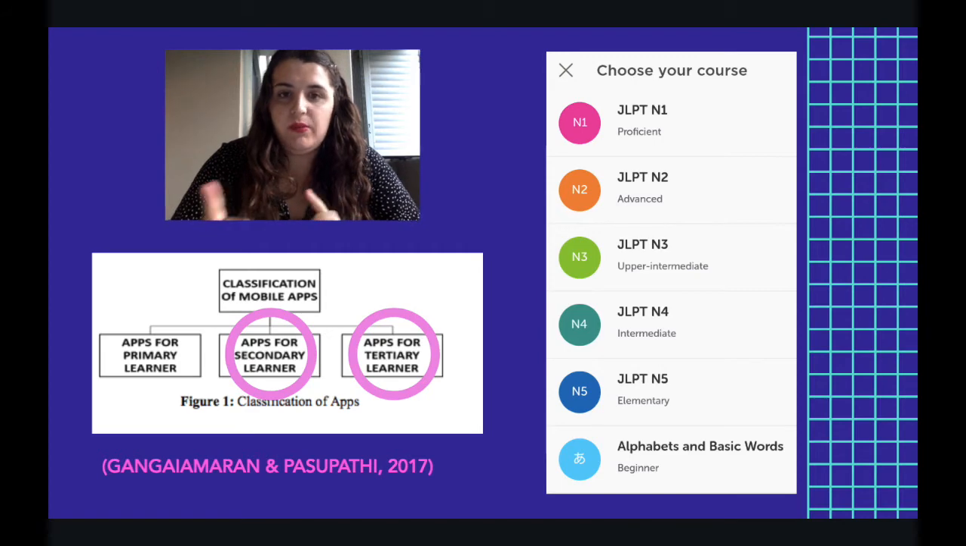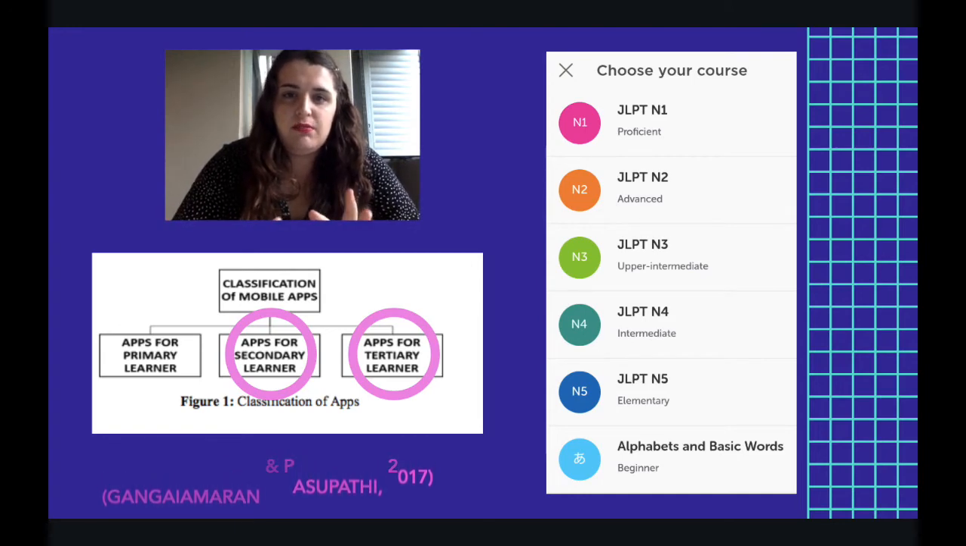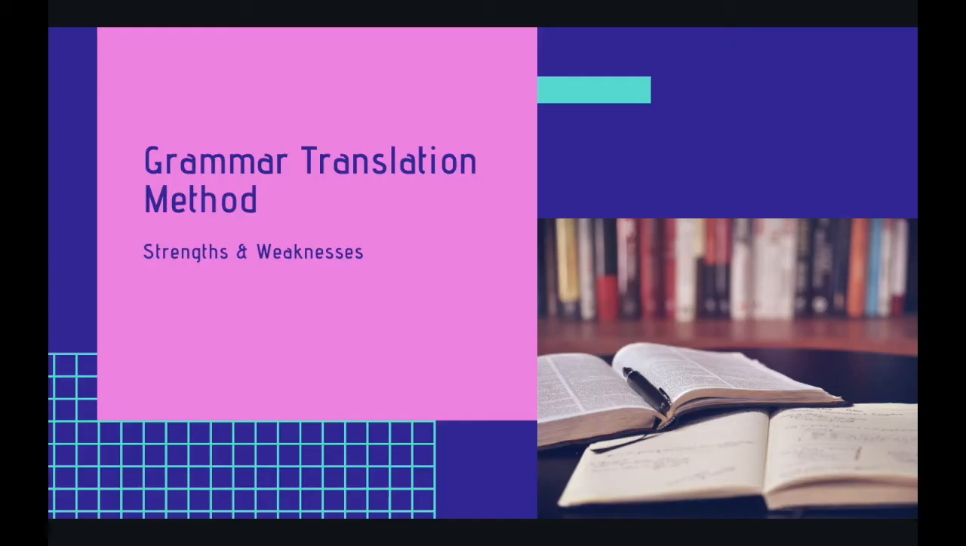As you can see hopefully below, the JLPT exam prep, the N1 to N5 exams, are listed there on the Bunpo app. These are more targeted towards secondary high school learners and tertiary or professional learners. Of course, Bunpo also has alphabet and basic words for beginners. However, this may not necessarily be more targeted towards older audiences.